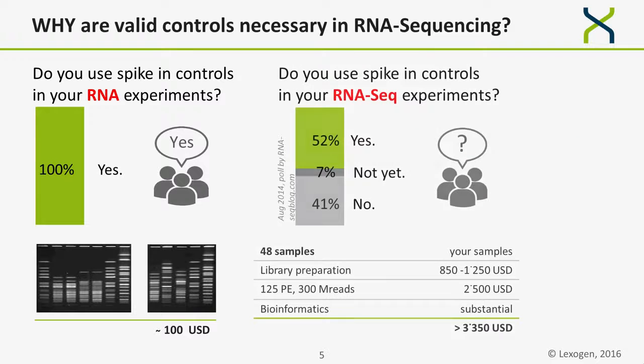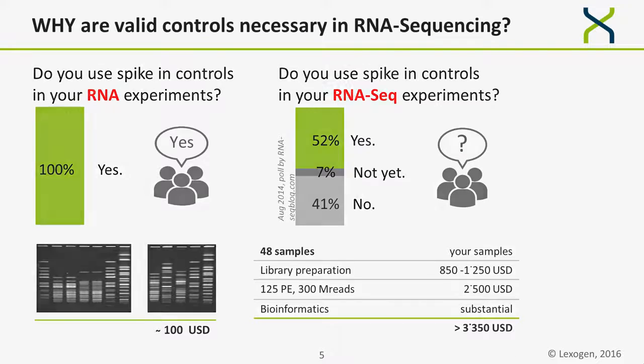If I just change the question slightly, do you use spike-in controls in RNA-seq experiments? Only half regularly use controls, and if you look at the publications, they make hardly any use of the controls which are available to date. And RNA-seq experiments, I'm not talking about electrophoresis, are quite expensive. Not only the precious samples themselves, but the library prep, the sequencing, and don't forget the bioinformatics pipeline afterwards. Time, effort, and costs here add up to a substantial amount.